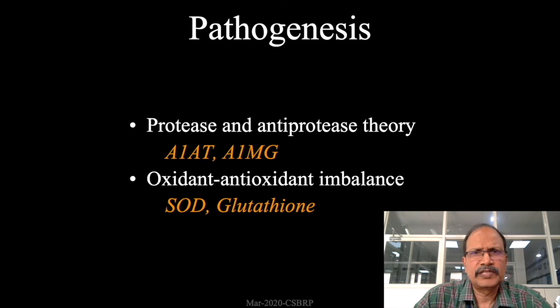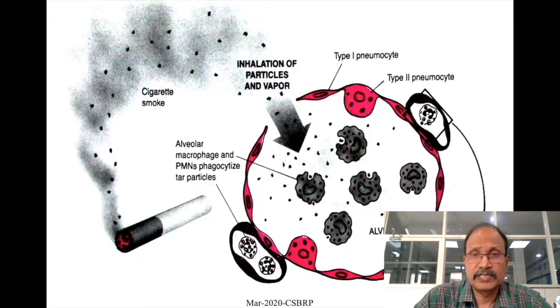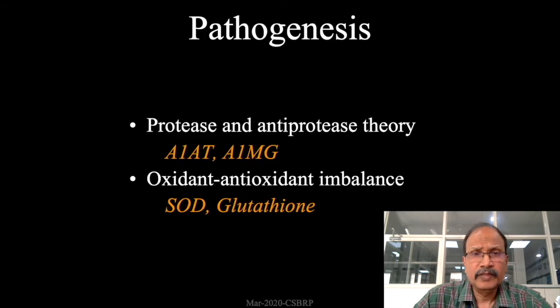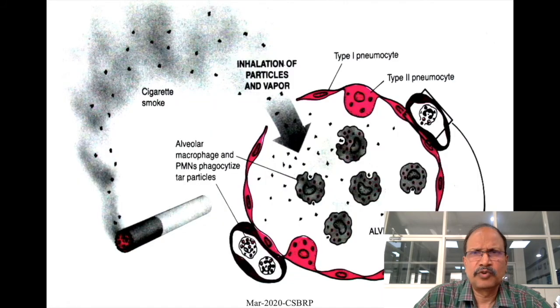And coming to the pathogenesis, there are two theories. One is the protease anti-protease theory and the other is oxidant antioxidant imbalance. So what is this protease anti-protease theory? In the case of smoking, the person smokes, and this smoke contains a lot of chemicals which irritate the air passages and recruit inflammatory cells, mainly neutrophils. These neutrophils phagocytose these particles, and as a reaction they liberate lots of enzymes which are responsible for destruction of alveolar septa.